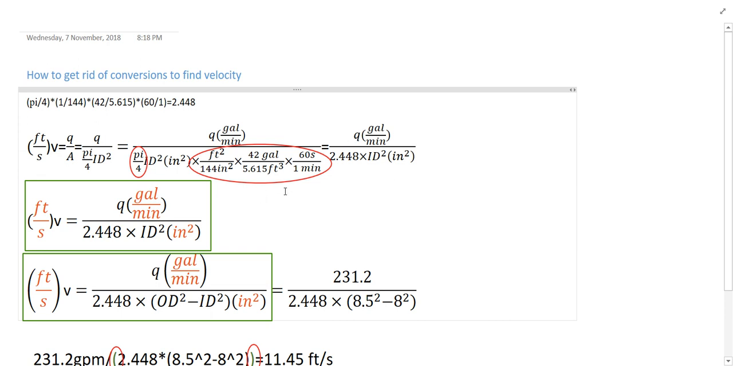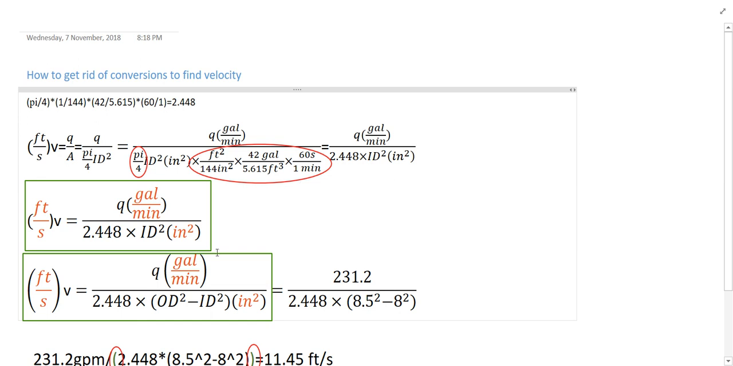And the equation that we will have is the flow rate divided by 2.448 multiplied by the diameter to the power of 2. What you need to remember is the units for which we found this constant. The flow rate is gallon per minute, the diameter is inch, and the velocity will be feet per second. This equation and this constant won't be provided for your exam, so you need to remember them carefully.